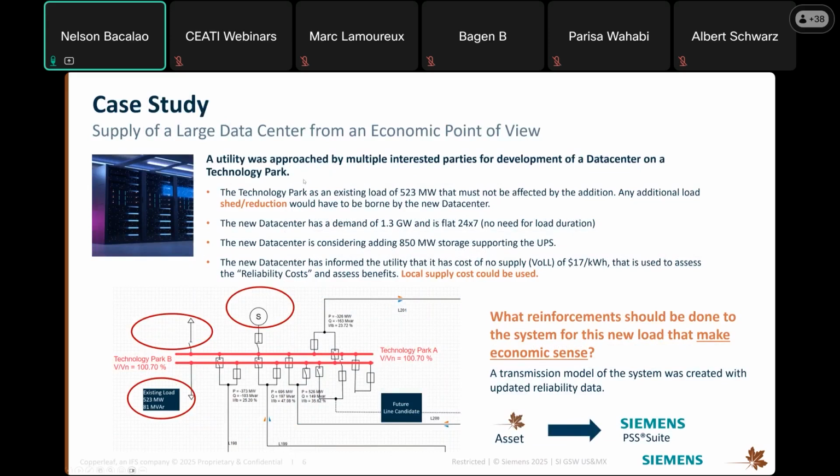So what is the situation? The utility had a technology park where they had about 523, call it 500 megawatts of generation that must not be affected by the addition of this new large data center, which is 1.3 gigawatts. And it's going to be modeled. The entire substation is basically flat load.